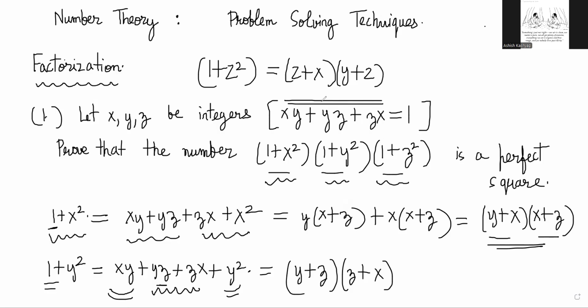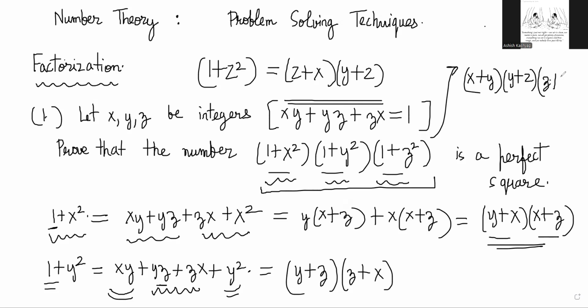Each term is a product of two linear factors. Once you get this factorization, the product of all three of them is the product of 6 linear factors, of which each factor is repeated twice. So it becomes a perfect square. You can say that this is going to be equal to x plus y times y plus z times z plus x, the whole square. So a simple problem, but the key idea was how to use the condition given in the question, right? So let's move on to the next one.